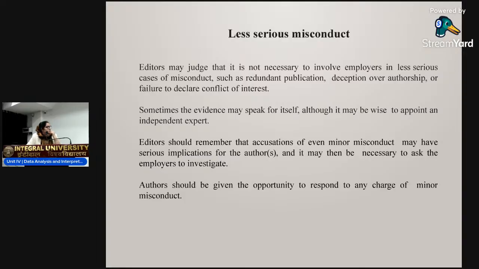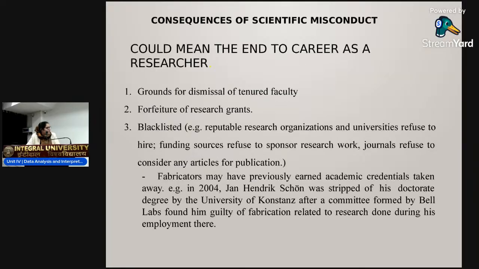Sometimes the evidence may speak for itself, although it may be wise to appoint an independent expert. So everybody should have an independent expert, and these bodies are also required to have an independent expert who is autonomous, who will not get swayed by your opinion. Editors should remember that an accusation of even minor misconduct may have serious implications for the authors, and it may then be necessary to ask the employers to investigate. Authors should be given, okay, fine, they are given the opportunity again.